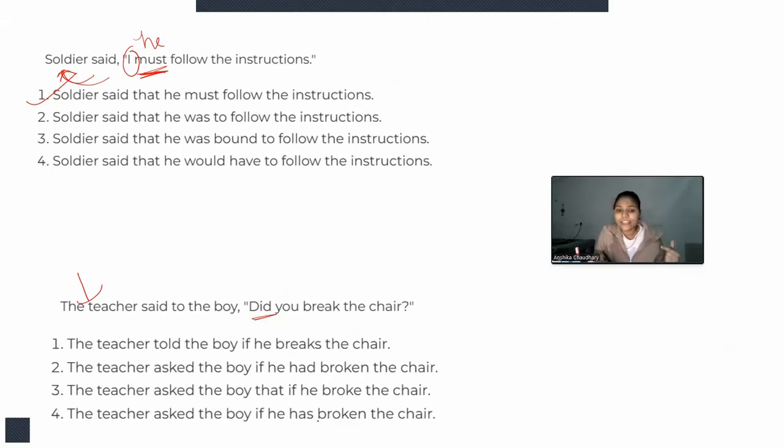that if, because here it is interrogative, so we use if or whether. Again, there is a rule. If or whether. So if he had broken the chair. Why had broken? Because this past simple will be converted to past perfect. In past perfect, we use had and the third form. So the teacher asked the boy if he had broken the chair. This will be the answer.